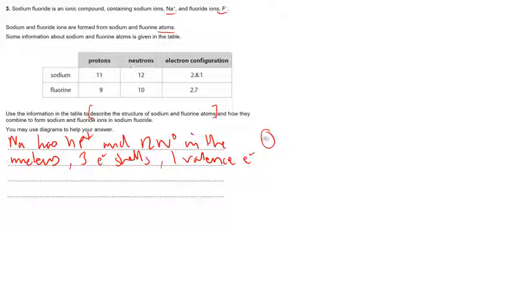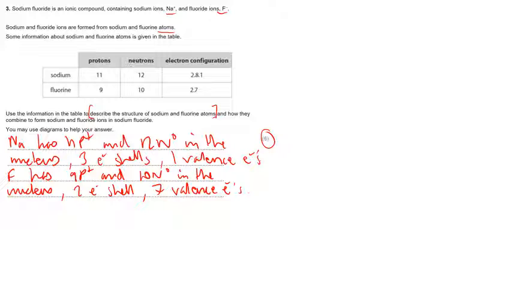Okay, so once we've done the sentence structure for the first one, we can use that sentence structure for the second one as well, which is quite useful. So fluorine has 9 protons and 10 neutrons in the nucleus. It has 2 electron shells and 7 valence electrons.